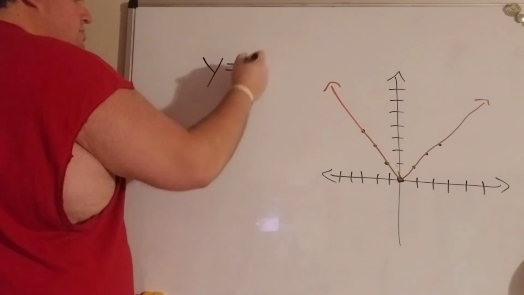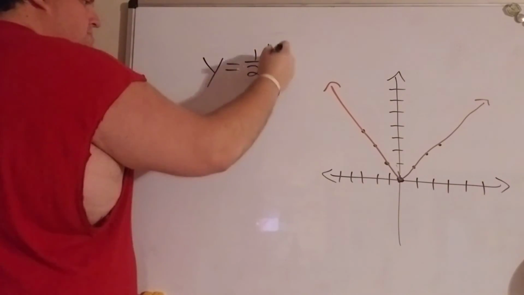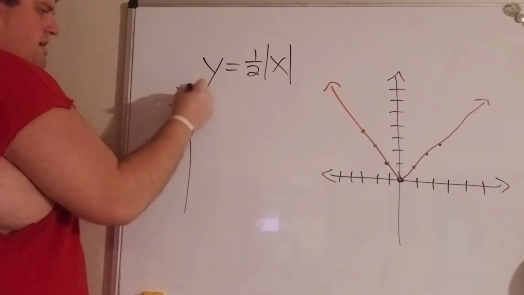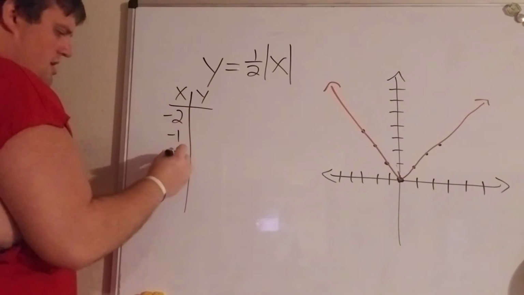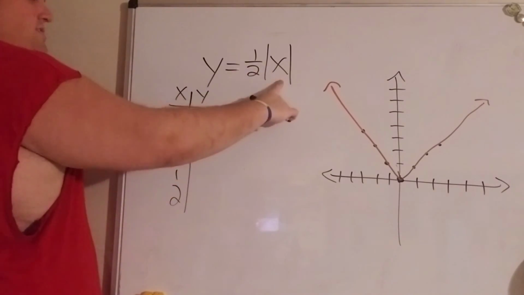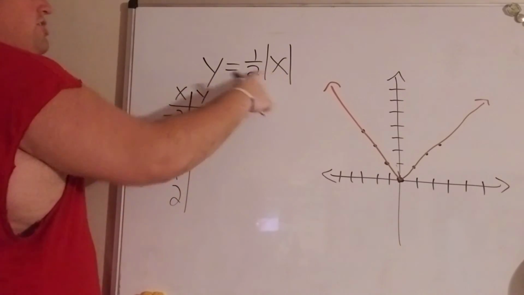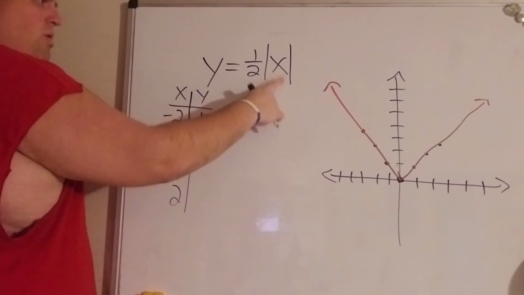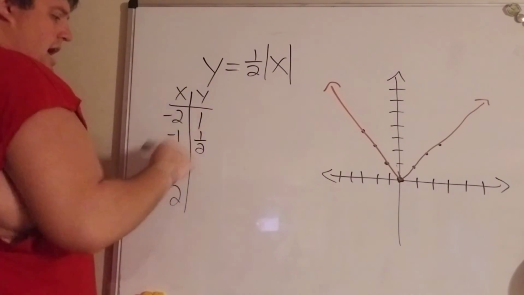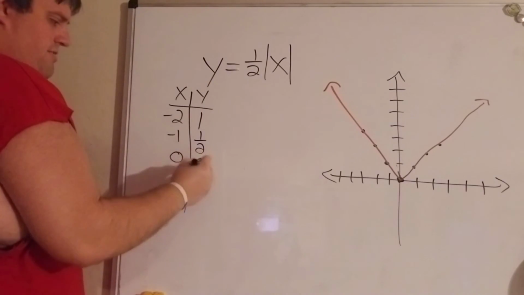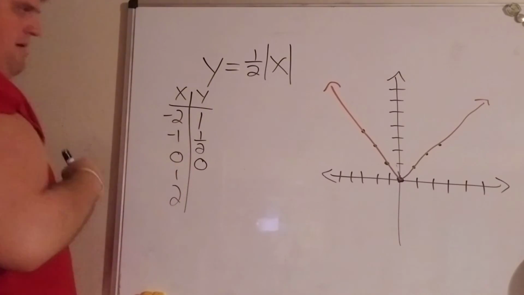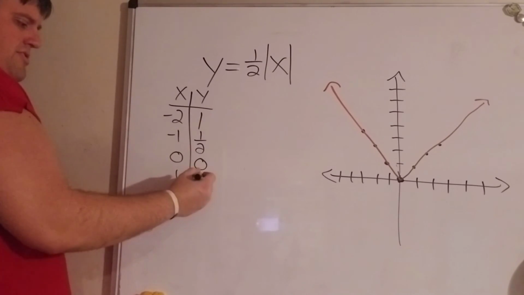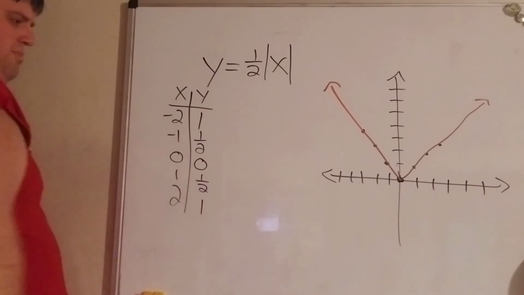So if I had y equals, we'll say 1/2 absolute value of x, check out what happens with this table, right? So if I plug in -2, absolute value of -2 is +2. 2 times 1/2 is 1. Absolute value of -1 is +1. 1 times 1/2 is 1/2. Absolute value of 0 is 0. 0 times 1/2 is 0. And then I'm just going to assume that you can take my word for it now. This side's going to be symmetrical to this side, which is super nice, right? So that's 1/2, and that's 1.